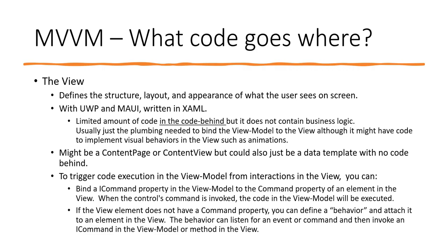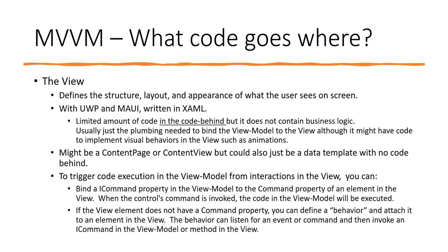I mean, we already know how it works for data, right? We've been doing that for a while. We can bind a data-bound property of the view model, in this case, to a data property of an element in the view, right? We've done that before. But for commands, this is new for us. So it's I command in the view model to a command property of an element in the view, right? When the control's command is invoked in the UI, the code in the view model will be executed. Simple as that. So we bypass the code behind, we go directly binding it to these methods made public by the view model itself.